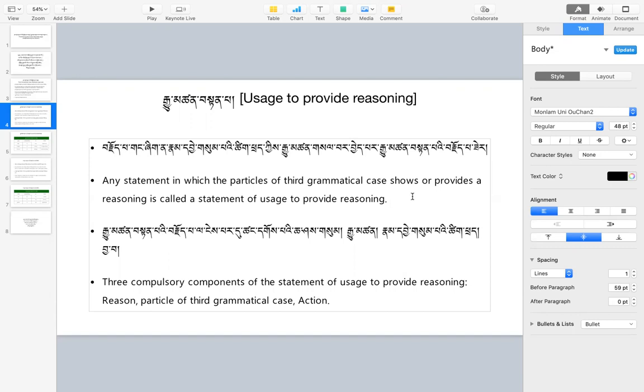So in those cases, if you have too many particles in a singular statement, it's always better to eliminate some of those particles, because then when you're reading, it doesn't become too lengthy or too wordy.